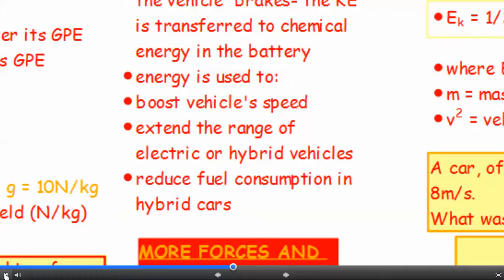And this means that this energy can be later used to boost a vehicle's speed, for example, or extend the range of electric or hybrid vehicles, which means allow them to go further in between charging, or to reduce the fuel consumption in hybrid cars because you're using energy from the battery and not just fuel.